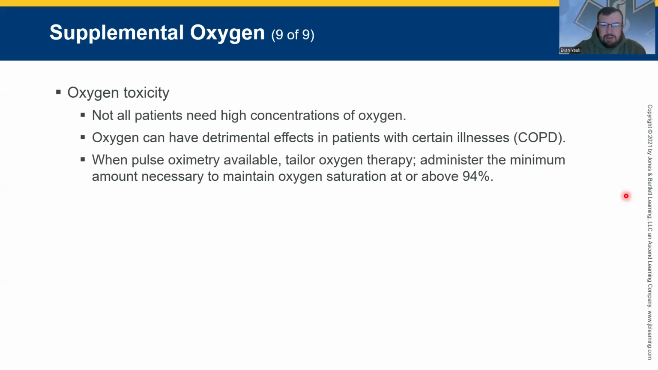So don't just grab someone at 93% and throw a non-rebreather on them. Go ahead and start low with a nasal cannula and work your way up as you need it. If you end with a non-rebreather at 15, so be it. But we start low and we work through the process to get them to where we need to be.